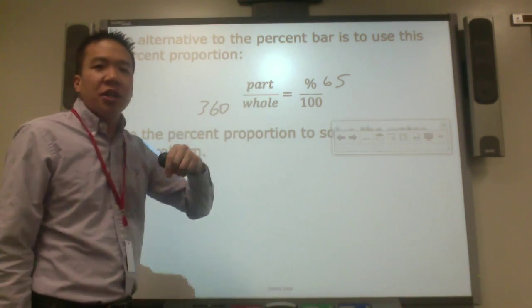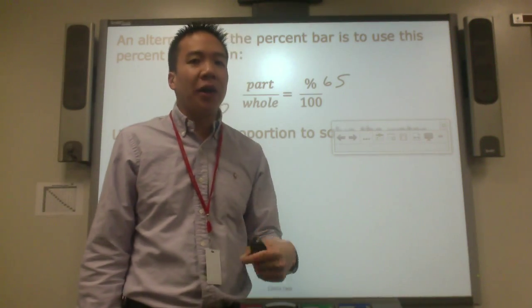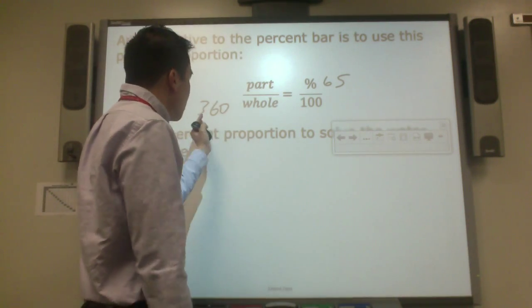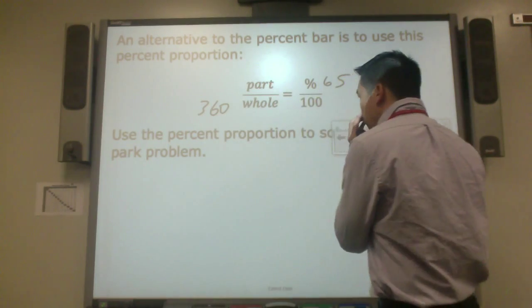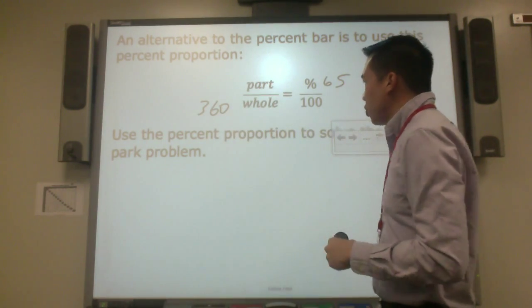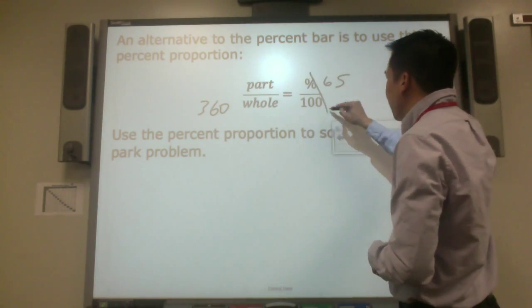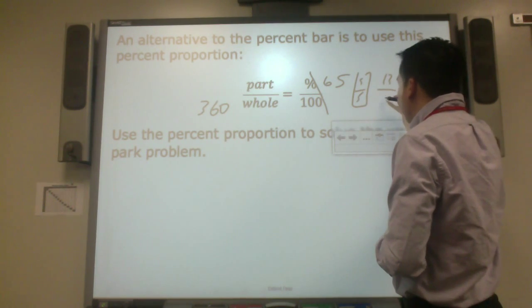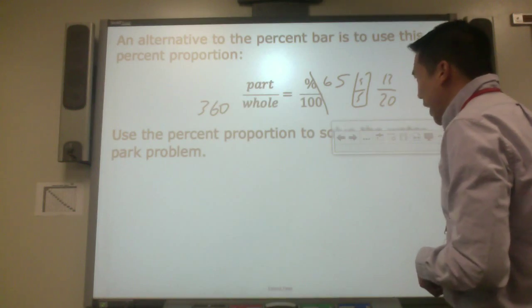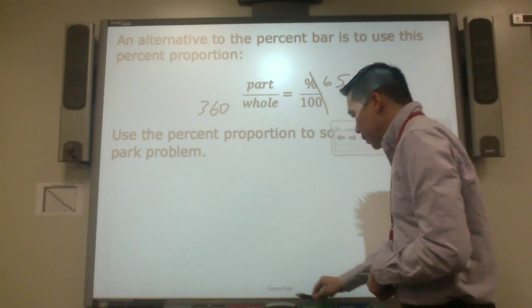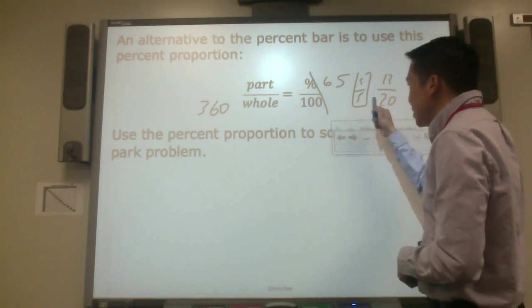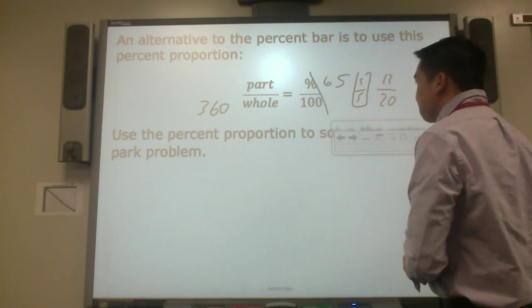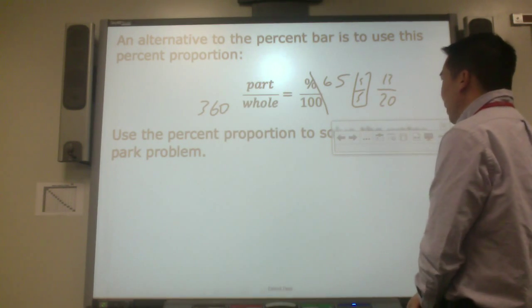So what part of the water park do own a cell phone? So we have this. All right, let's see. Can 100 be built up to 360? I don't know. We can break it down by dividing by 5, and you get 13 over 20. Now we can build it up. How do you build up 20 to 360? A couple ways you could do it.